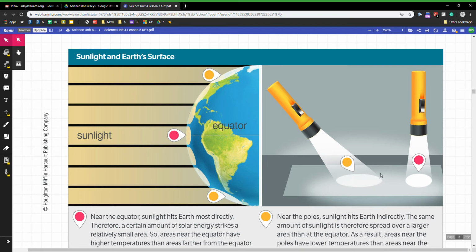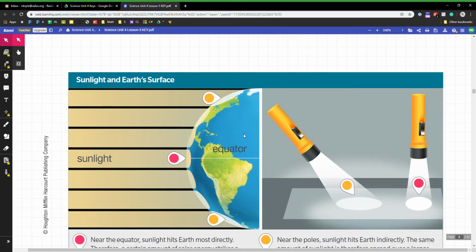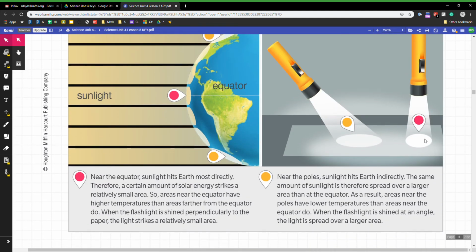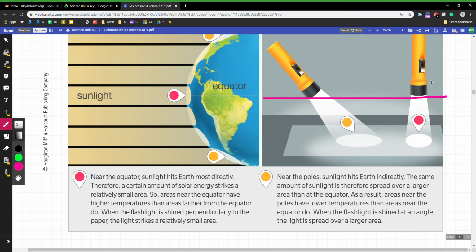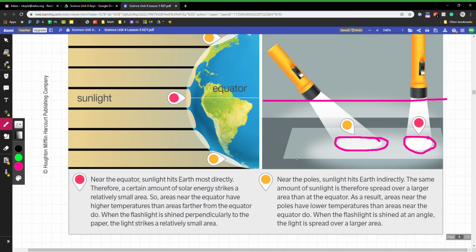But actually, if you were to do this yourself and try to figure out the area of these circles and these ovals, the idea is that these flashlights are the same distance away from the paper, and they're both putting out the exact same amount of light, but the one that's more direct has less area, and the one at an angle has more area. Well, how does that affect the Earth?